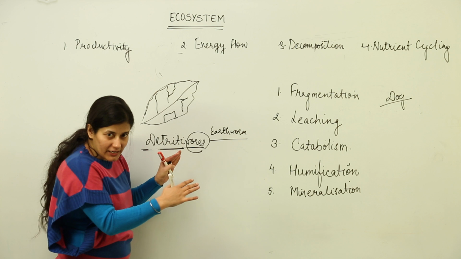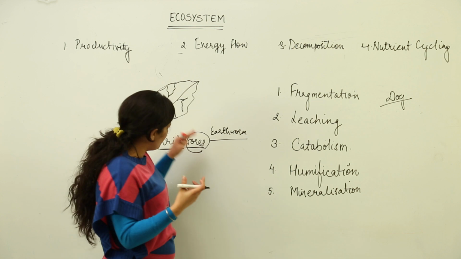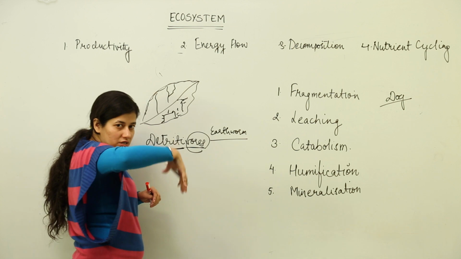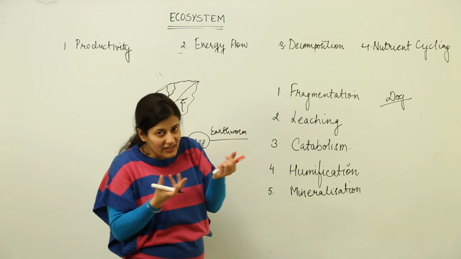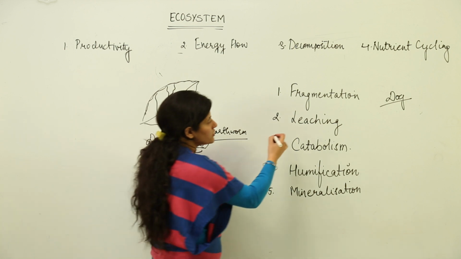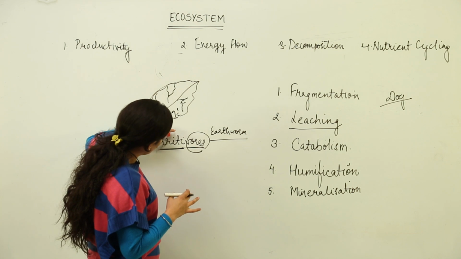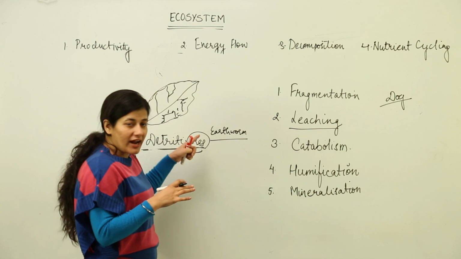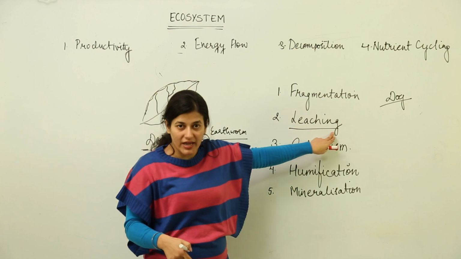When these fragments are made, they come in contact with the soil. Supposedly there are water-soluble organic components in these fragments. Water falls over there, or the moisture in the soil takes those soluble constituents and they seep deep into the soil. That process is known as leaching. Understand it once again: the soluble organic components of these fragments get into the soil and percolate deep down. That process is known as leaching.